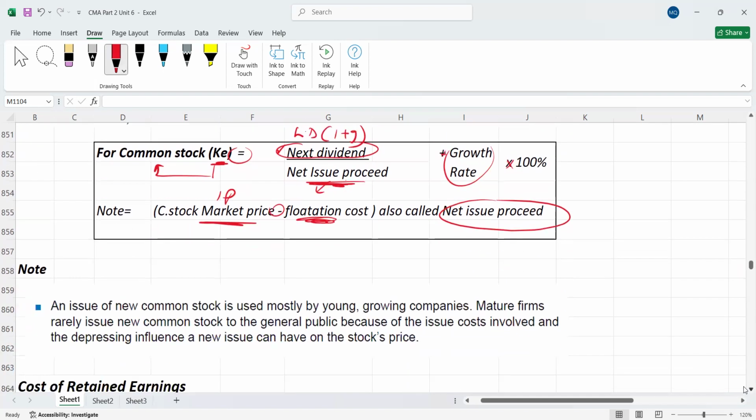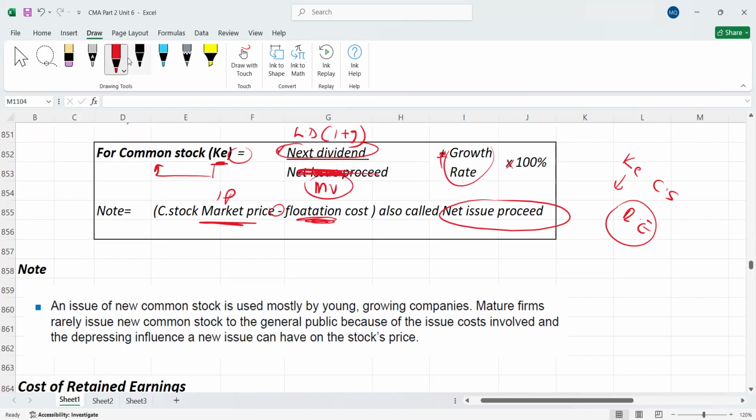And now one more thing. In the previous class I told you that the cost of equity for the common stock, we will use the same cost of equity for the retained earning also. But today, in the cost of capital for new sources of finance, for retained earning there is a slight difference in the formula. Please remember, this is the formula for the retained earning. The numerator is the same, only in the denominator, instead of net issue proceed, we will use simply the market value of stock. Okay, and then plus growth rate times 100.